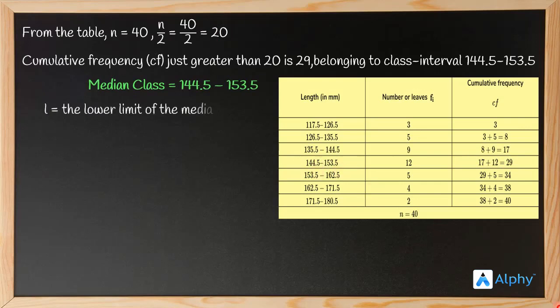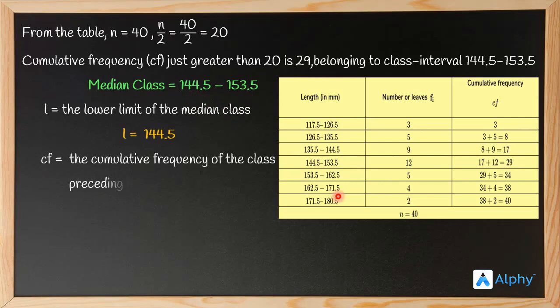Now L stands for the lower limit of the median class. If our median class is 144.5 to 153.5, then L is equal to 144.5. CF represents the cumulative frequency of the class preceding the median class. So the class preceding our median class is 135.5 to 144.5, and the cumulative frequency of this class interval would be 17.